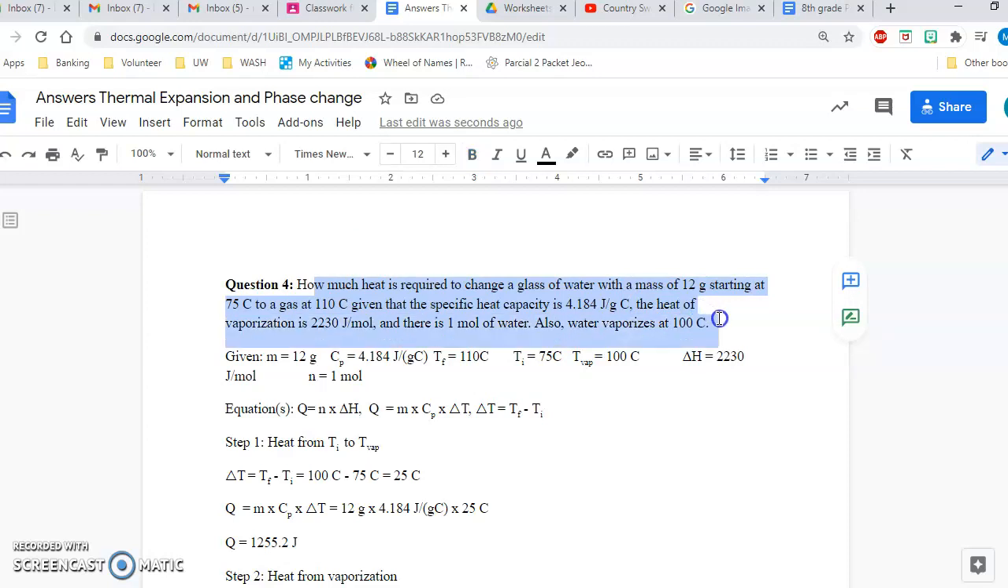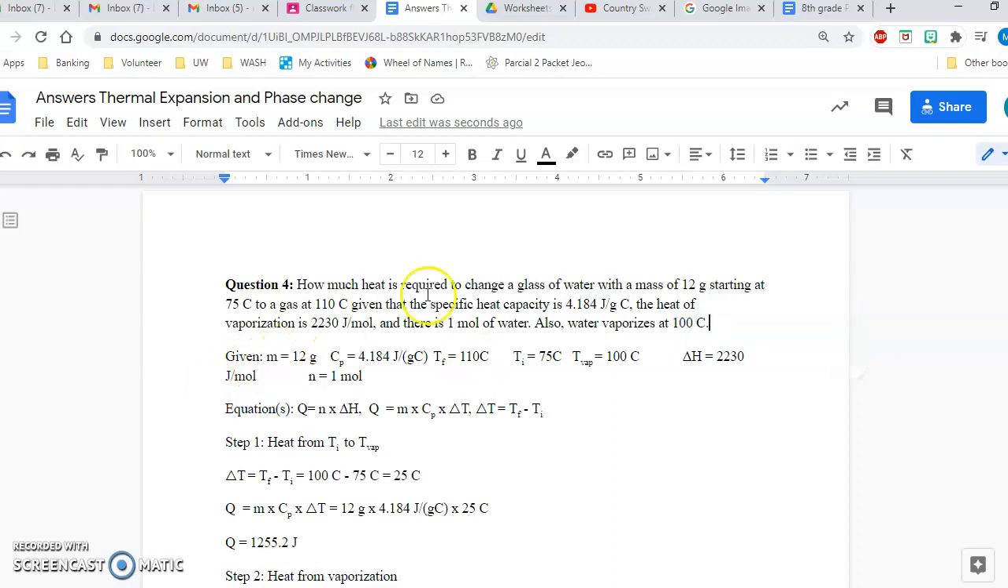And so this says how much heat is required to change a glass of water with a mass of 12 grams starting at 75 degrees C to a gas at 100 degrees C, given that the specific heat capacity is 4.184 and our heat of vaporization is 2,230 per 1 mole of water, and water vaporizes at 100.